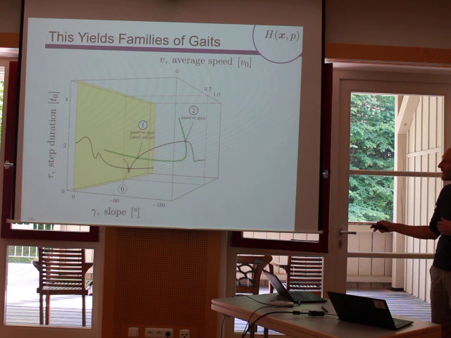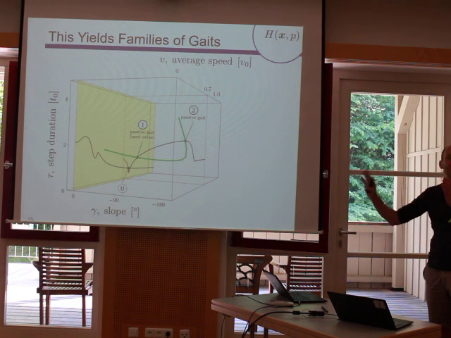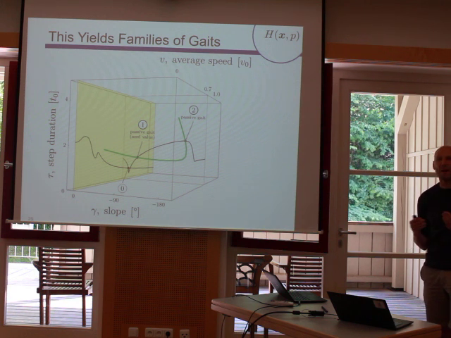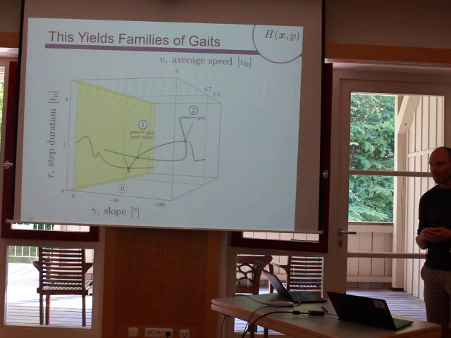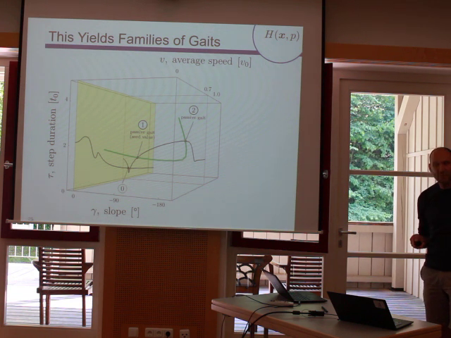So here in green you see the passive motions, and then in black this would be walking on all different types of slopes, and then here the yellow surface would be walking on level ground. And again, all of this can be generated completely automatically through these continuation methods.